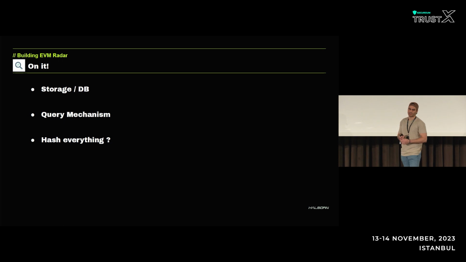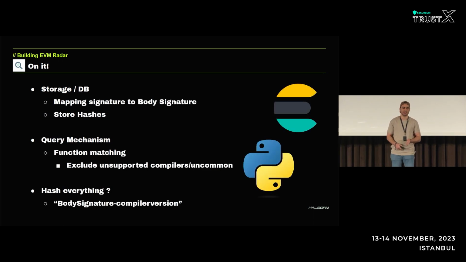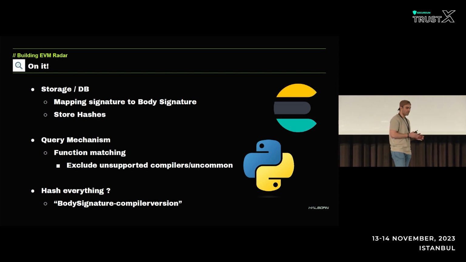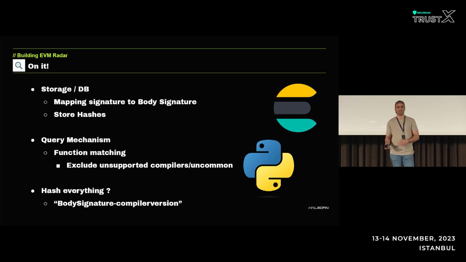And definitely you need a query mechanism, and you need to technically hash everything. So I will start with hashing everything. We have the function body signature, which is only the necessary code blocks we have after the offset jump, after stripping out all the default checks and other stuff, and then we hash it with the compiler version.